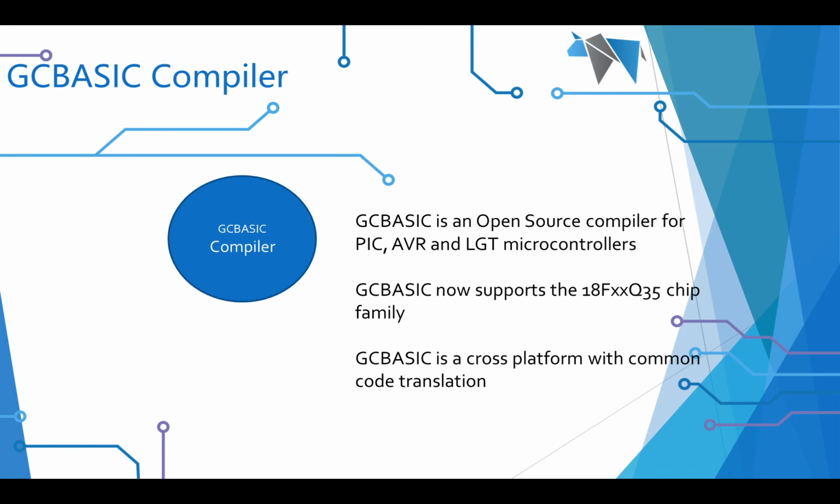So, summary. I've explained many times that GCBASIC is an open source compiler for PICs, AVRs, and LGTs, and I've shown you that it now supports the 18FxxQ35 chip families. There may be issues, I cannot deny it, but we've done an extensive set of tutorials to test and stress test this particular chip family. You can write code for the Q35 and it will work in general across all the other microcontrollers.